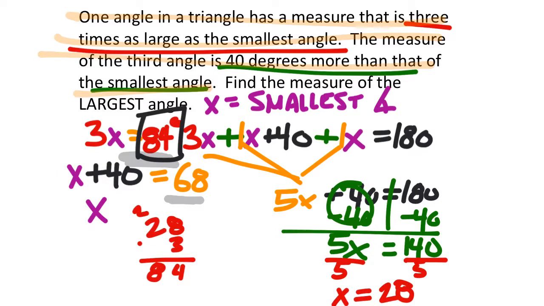But the last thing that we should check is to make sure that if I add all three of these angles, that it equals 180. So 84 plus 68, that'd be 152, plus 28 is 180. So that checks off as well.